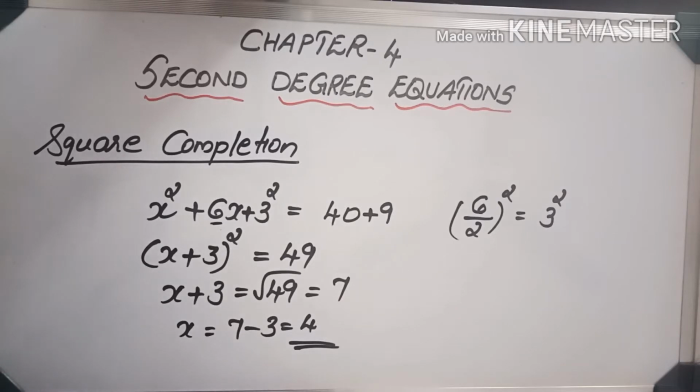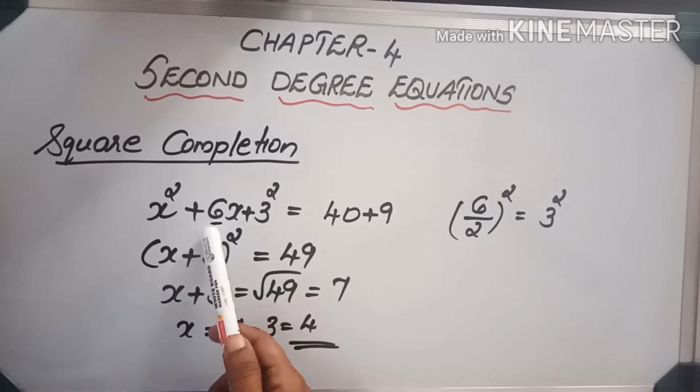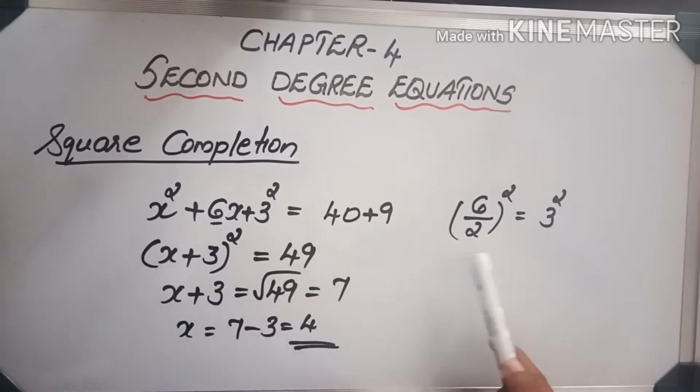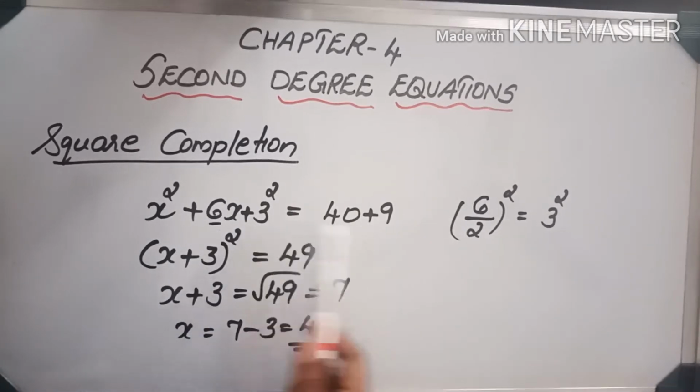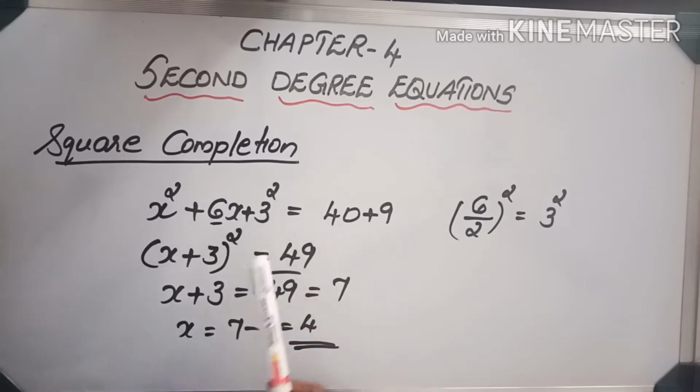Okay, so this is the square completion method. First of all, find the coefficient of x, then find half of that, then find the square. That you have to add on both sides. Then that number we can write like this, in simplified form. Then you can solve this. Okay, so this is the square completion method.